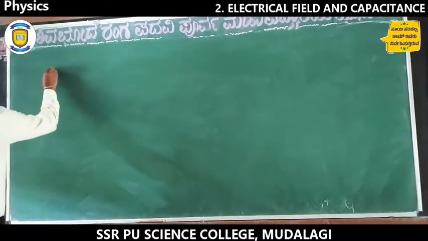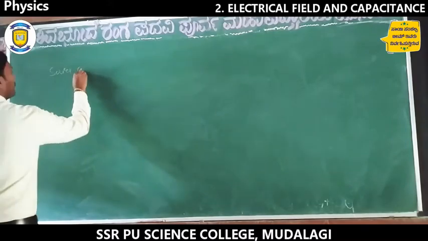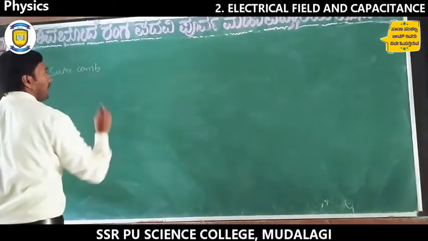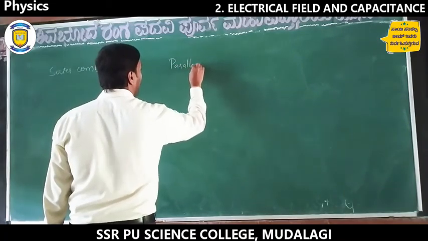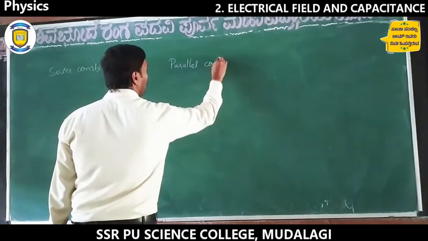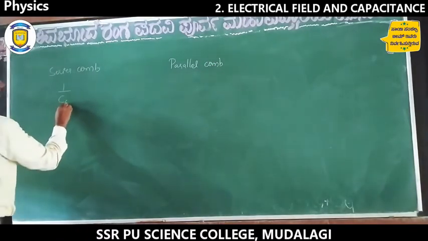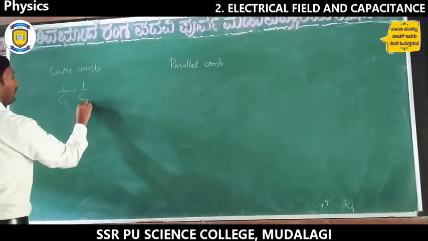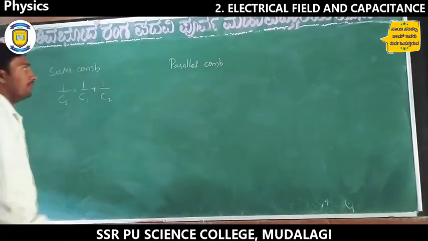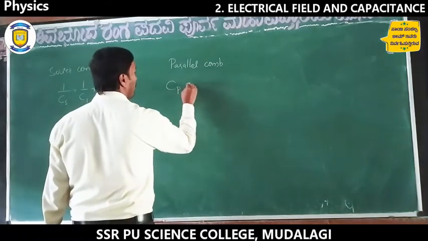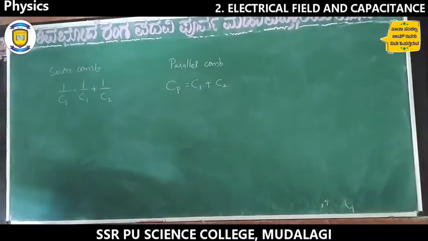ನೋಡಿ, series combination ಏನದ, series combination. ಇಲ್ಲೇ parallel combination, ಕರೆಕ್ಟಾ? ಓಕೆ, parallel combination, series combination ಏನು ಮಾಡ್ತೀರಿ: 1 by Cs is equal to 1 by C1 plus 1 by C2. ಕರೆಕ್ಟಾ, ಇದು parallel combination ಏನು ಮಾಡ್ತೀರಿ, that is Cp is equal to C1 plus C2, is it right?